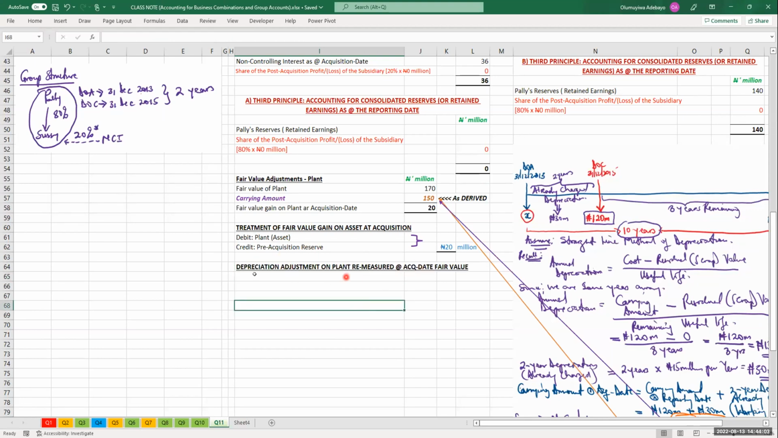Therefore, there are two approaches. Approach one. The approach one is that I'm going to compare two things.